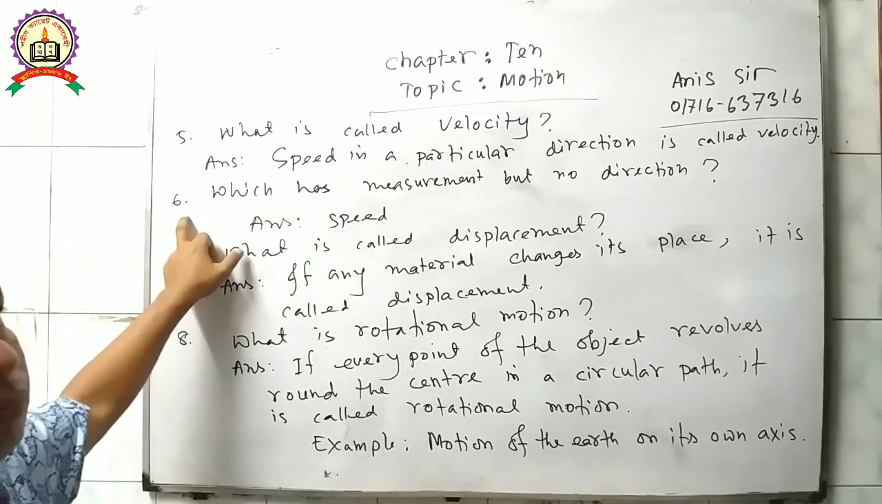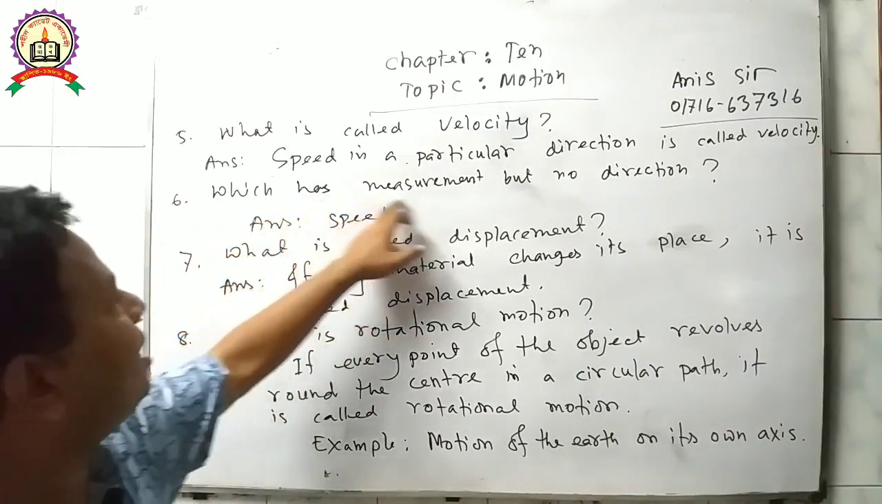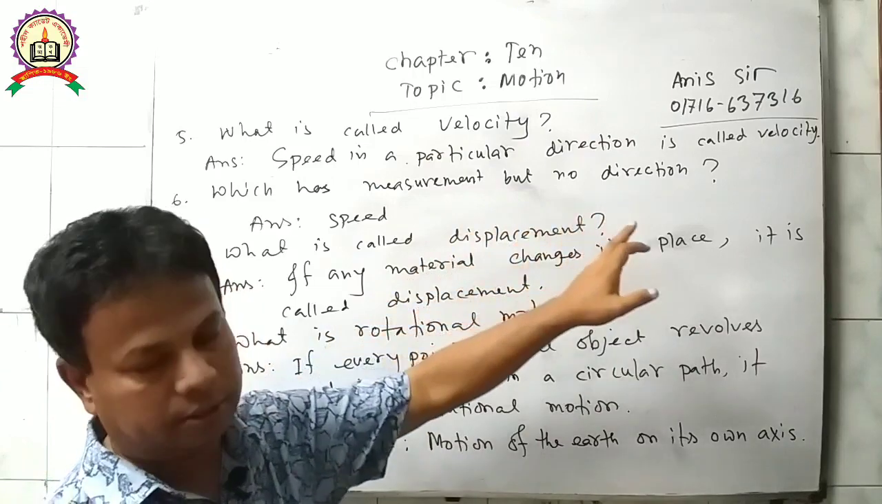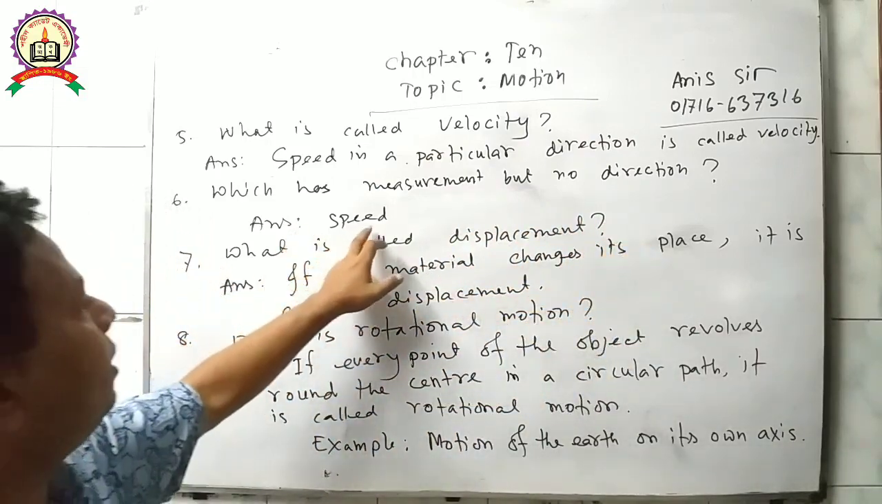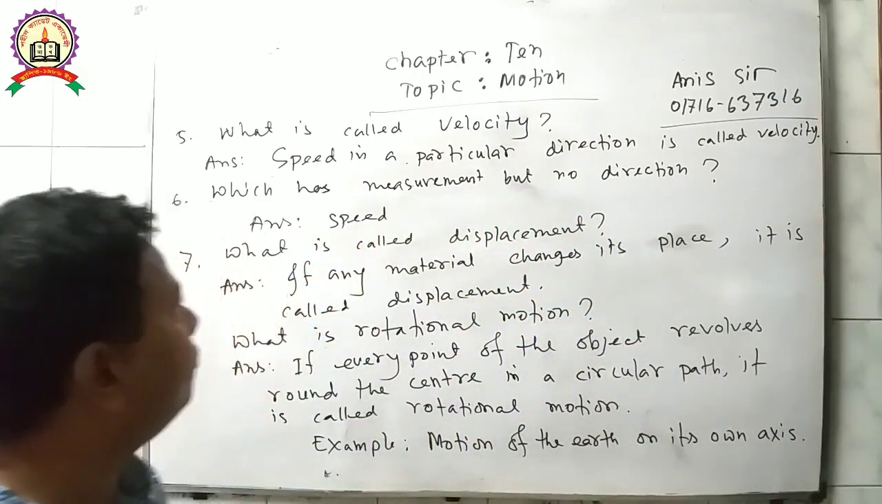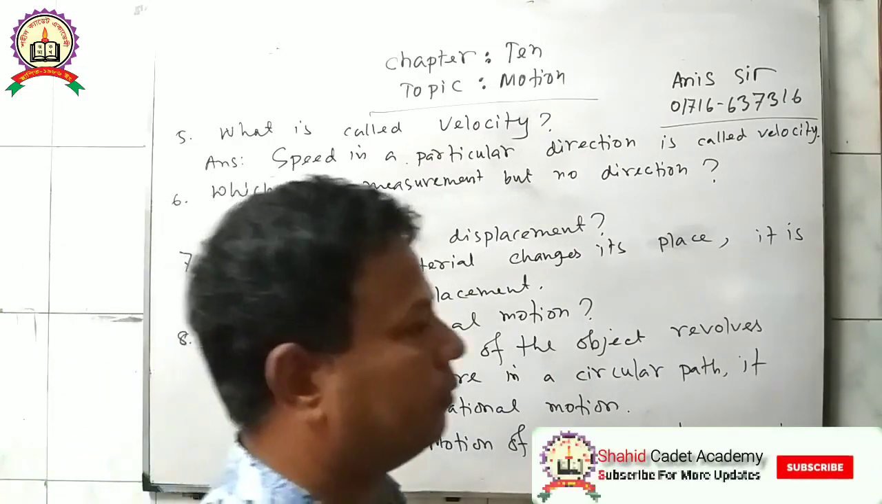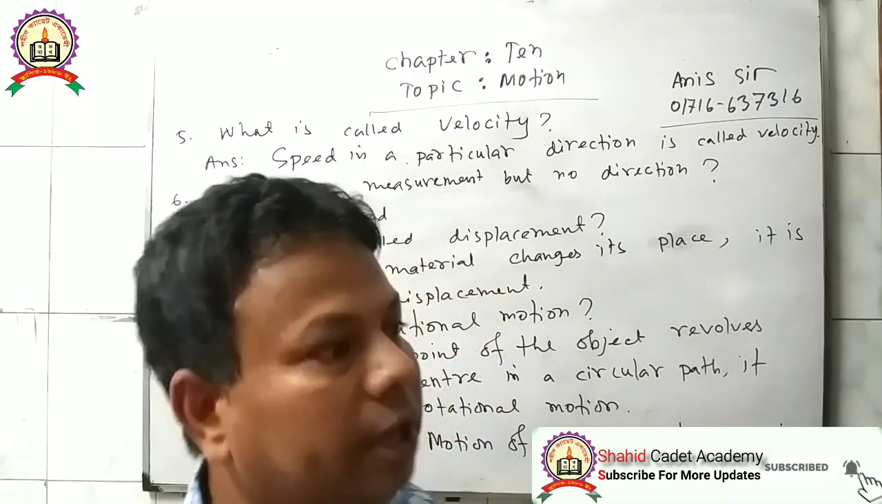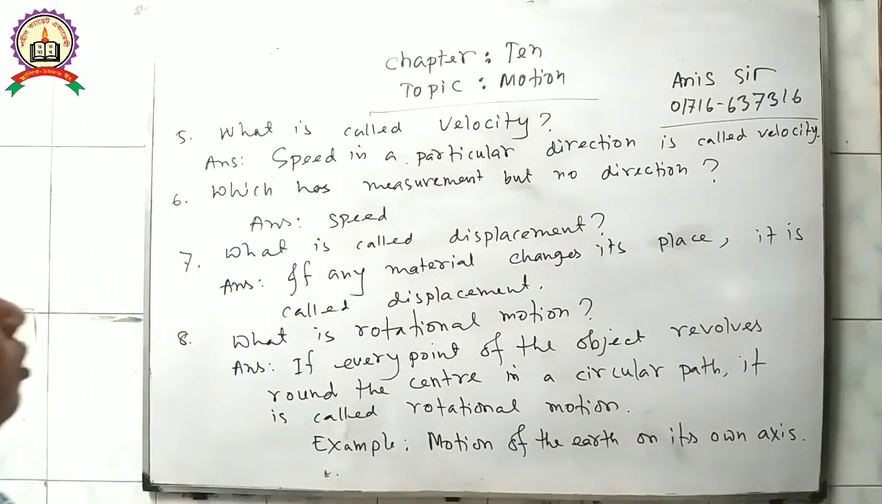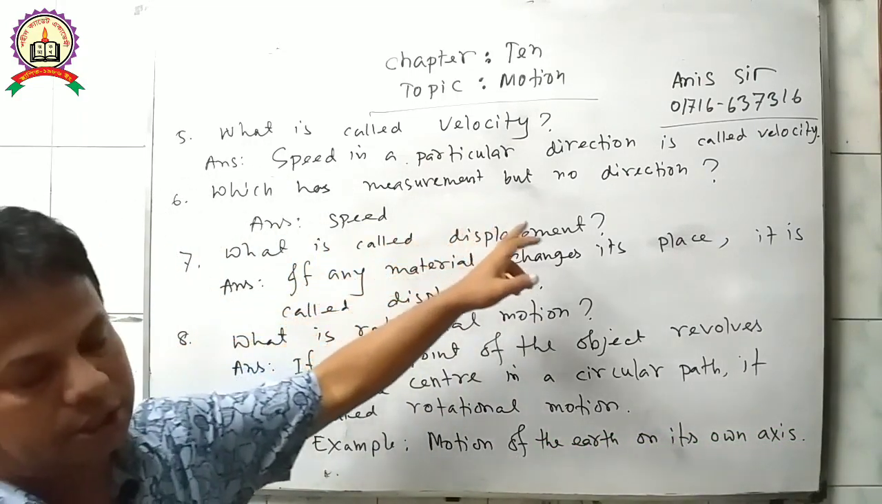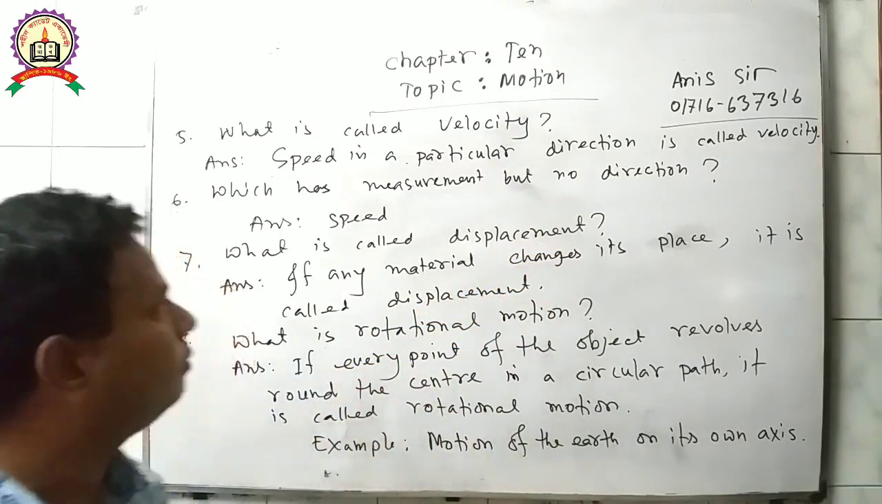Question number 6. Which has measurement but no direction? Answer: speed. Speed has measurement but no direction. It can be right, it can be left. So speed has no particular direction.